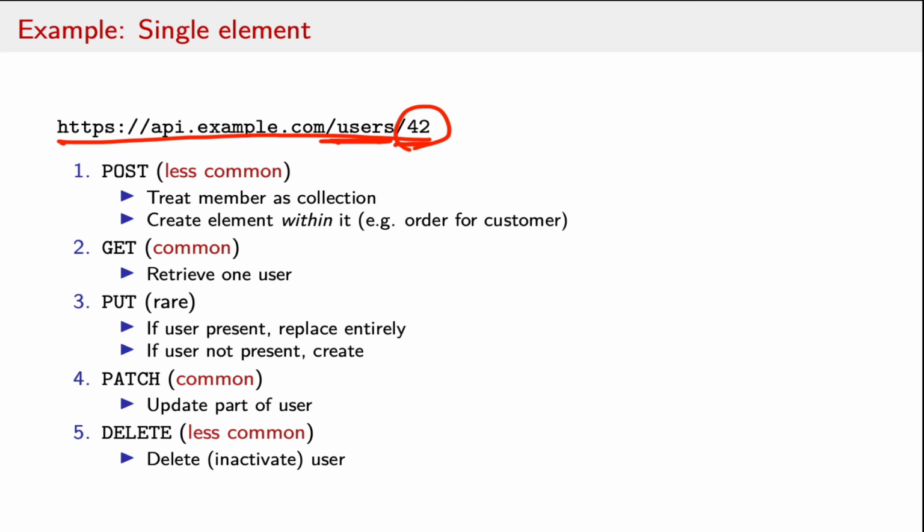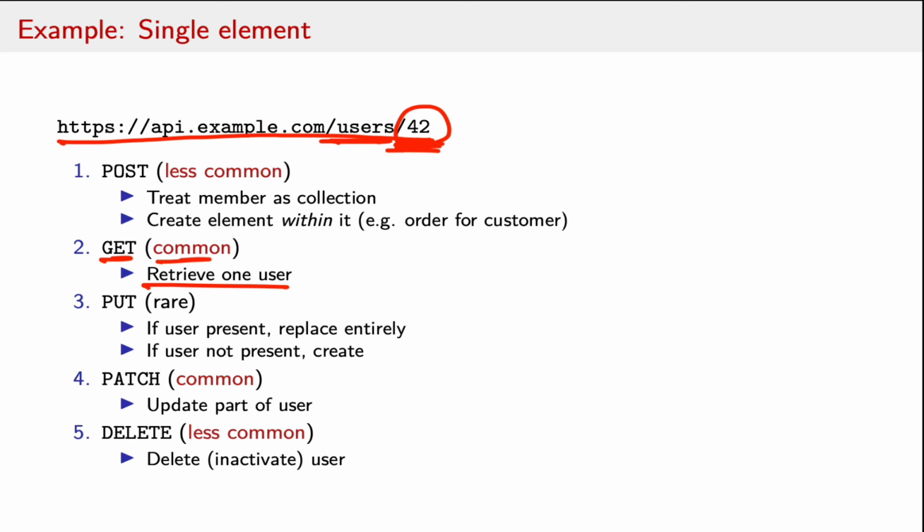Let me start here with the easy one, the GET request. This is very common, and because we're referring to a specific user, what we're asking if we send a GET request to that URL is to just give me the details of that one user. So you want to see your current profile or something like that in your user interface. You're going to send a request to the server to fetch all the details for that specific user.